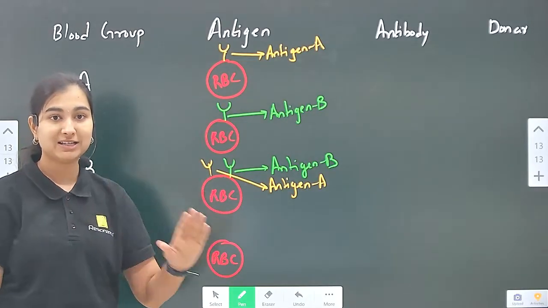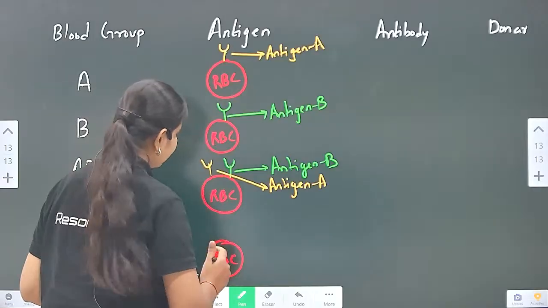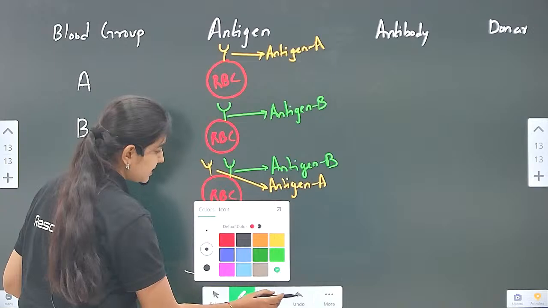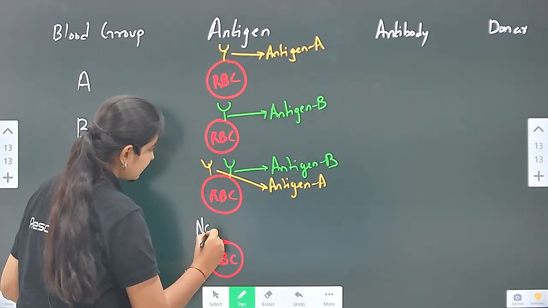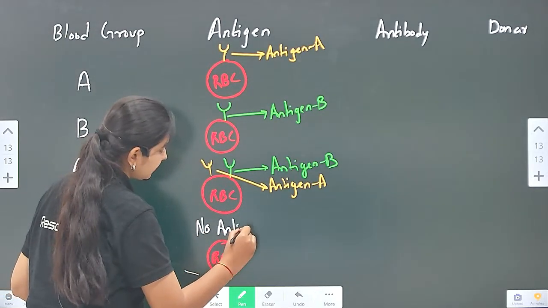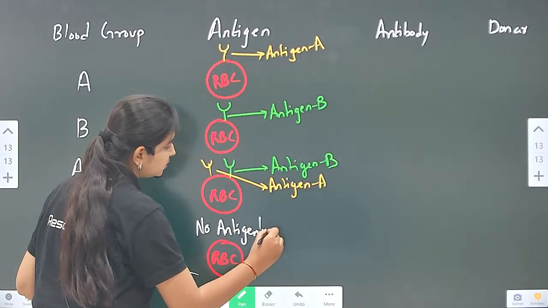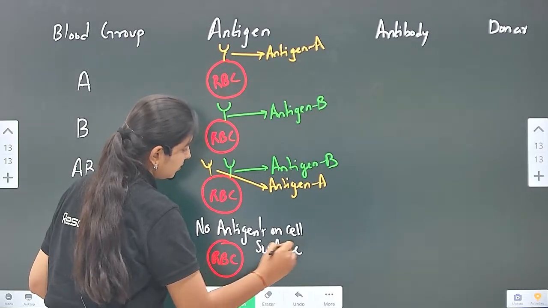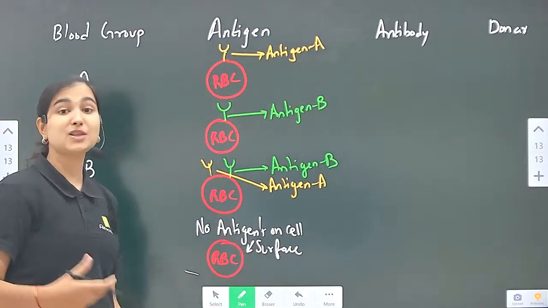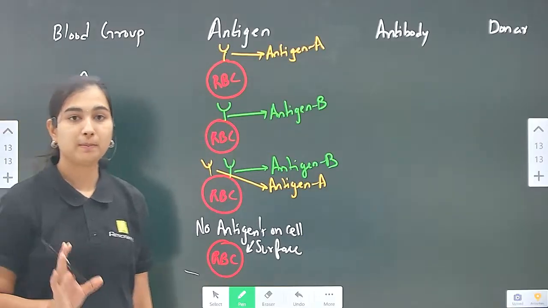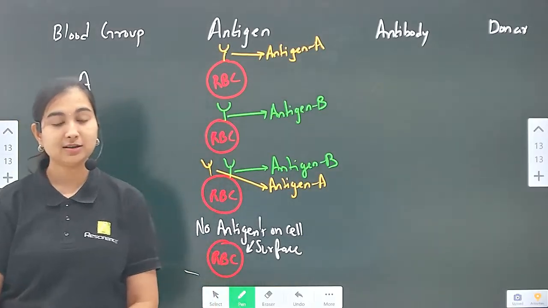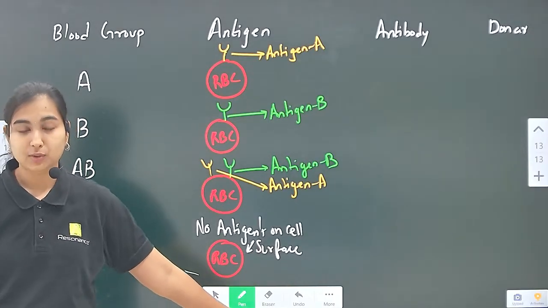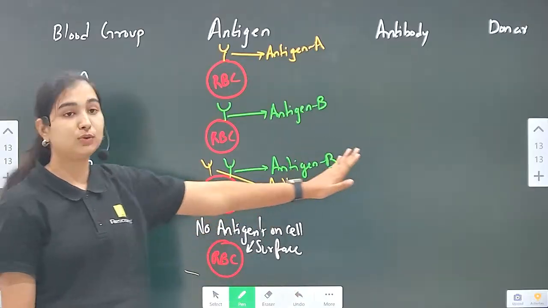If no antigens are present on the cell surface, which blood group is that? That is the O blood group. So this is clear. I am explaining one more time because this is a very fundamental concept. If you understood this part, then we will move on to the antibody.